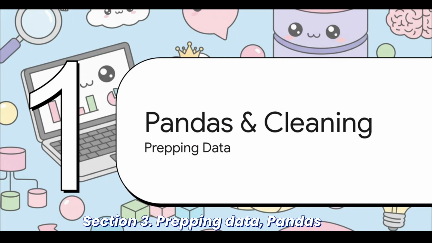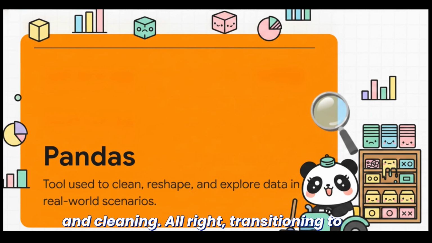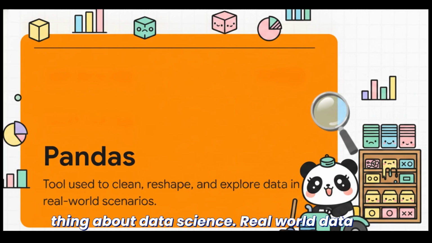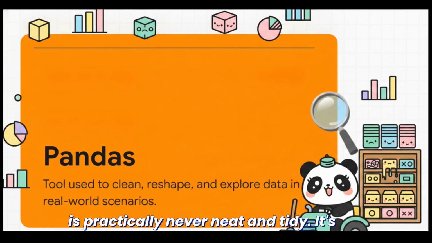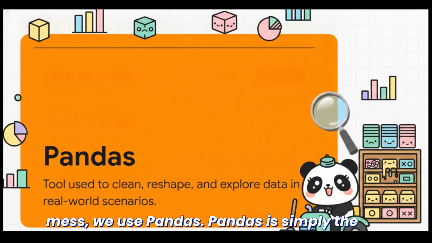Section 3. Prepping data, pandas, and cleaning. All right, transitioning to the next phase. You've poured the foundation, now it's time to bring in the construction materials. But here's the thing about data science. Real-world data is practically never neat and tidy. It's incredibly messy. It's literally like a chaotic delivery of raw materials just dumped on a construction site that needs immediate sorting. To sort that absolute mess, we use Pandas.